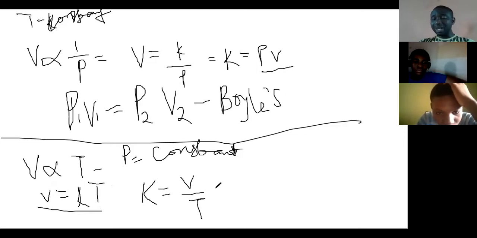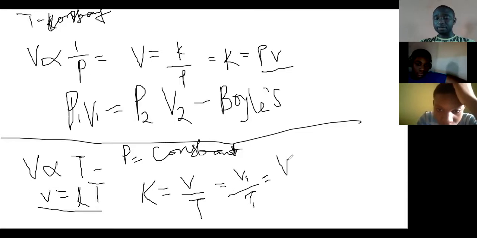Now from here, for more than one volume, maybe more than one gas, it becomes V1 over T1 is equal to V2 over T2. Do you understand that? Yes, sir. Okay, now write. You can write now.